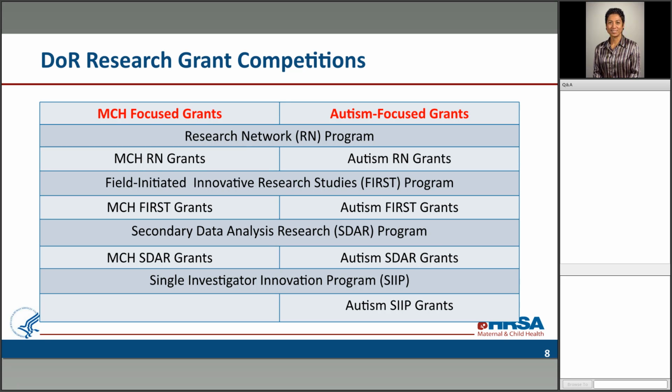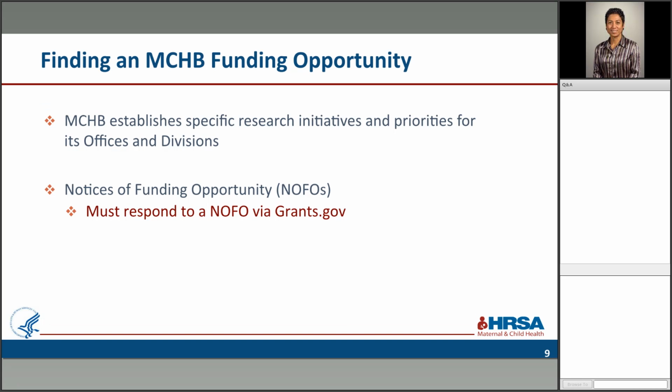Roughly half of our portfolio has a broad MCH focus, while the other half is focused on autism. And decisions on what, how many, and at what level to fund are driven by Bureau leadership. There are many conversations that take place across various offices and divisions within the Bureau to identify gaps in research, emerging priorities, and of course, funds for specific research initiatives and priorities every fiscal year.